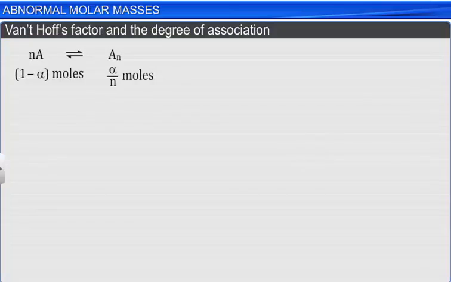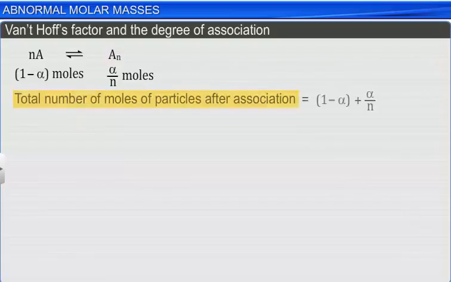If alpha is the degree of association of the solute, then at equilibrium 1 minus alpha moles of A are left in unassociated form, while alpha divided by n moles of A_n are present in associated form. Therefore, the total number of moles of particles after association is equal to 1 minus alpha plus alpha divided by n. If there is no association, then the number of particles is equal to 1.